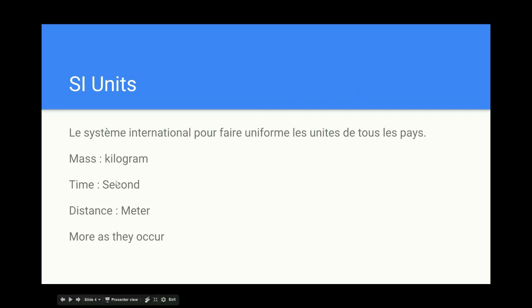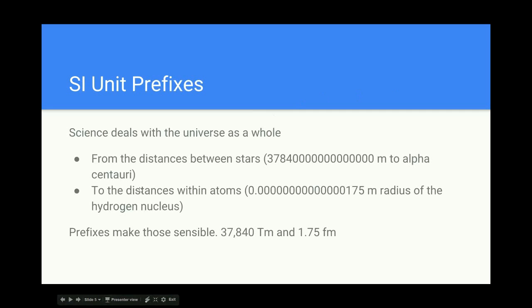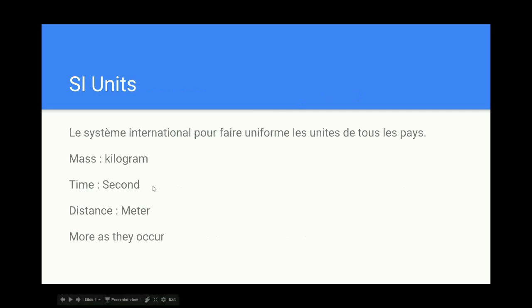Okay, so the kilogram is the standard unit of mass. The second is the standard unit of time, and the meter is the unit of distance. The second is the only one that they couldn't really do anything about. As we encounter more standard units, we'll talk about them. Just get used to seeing them.